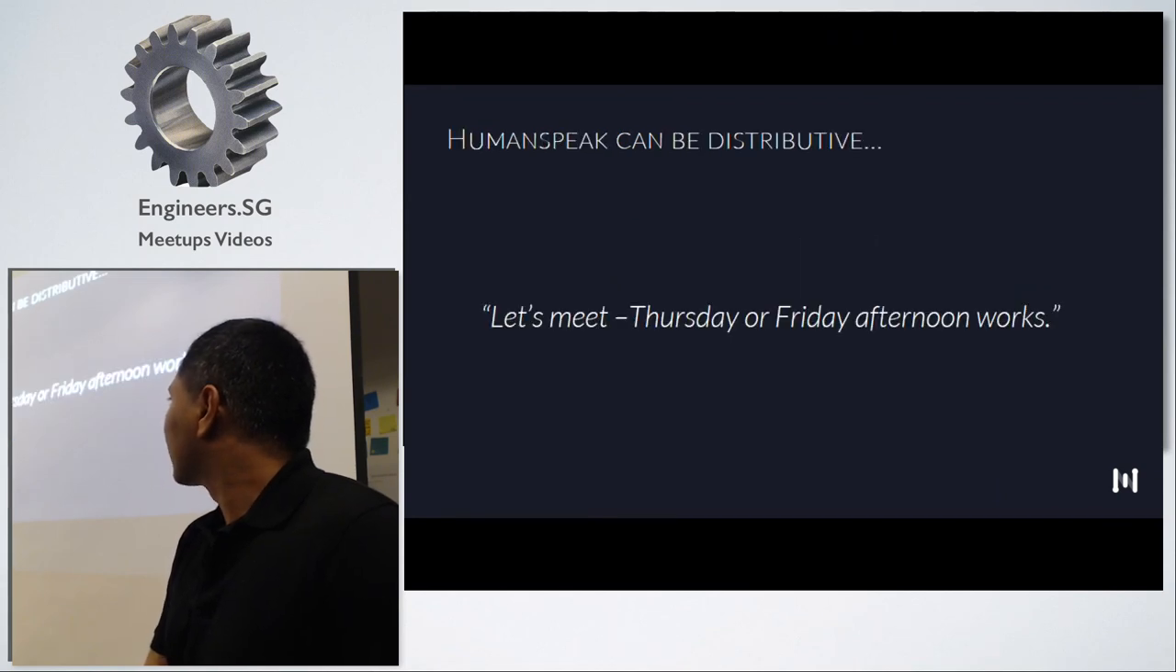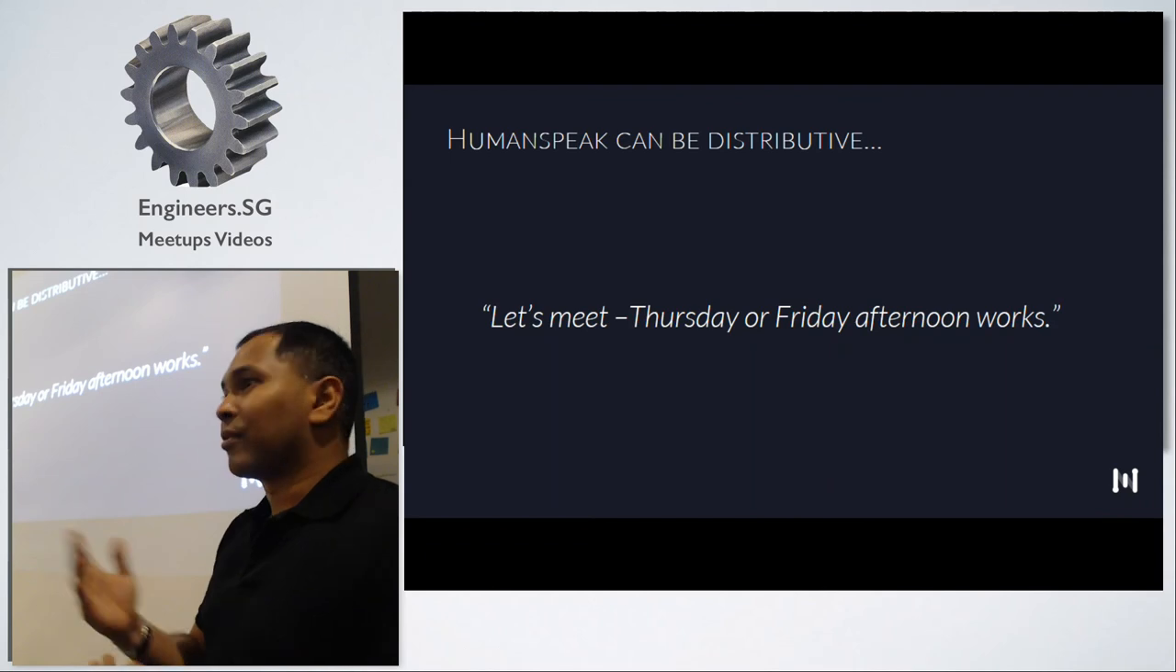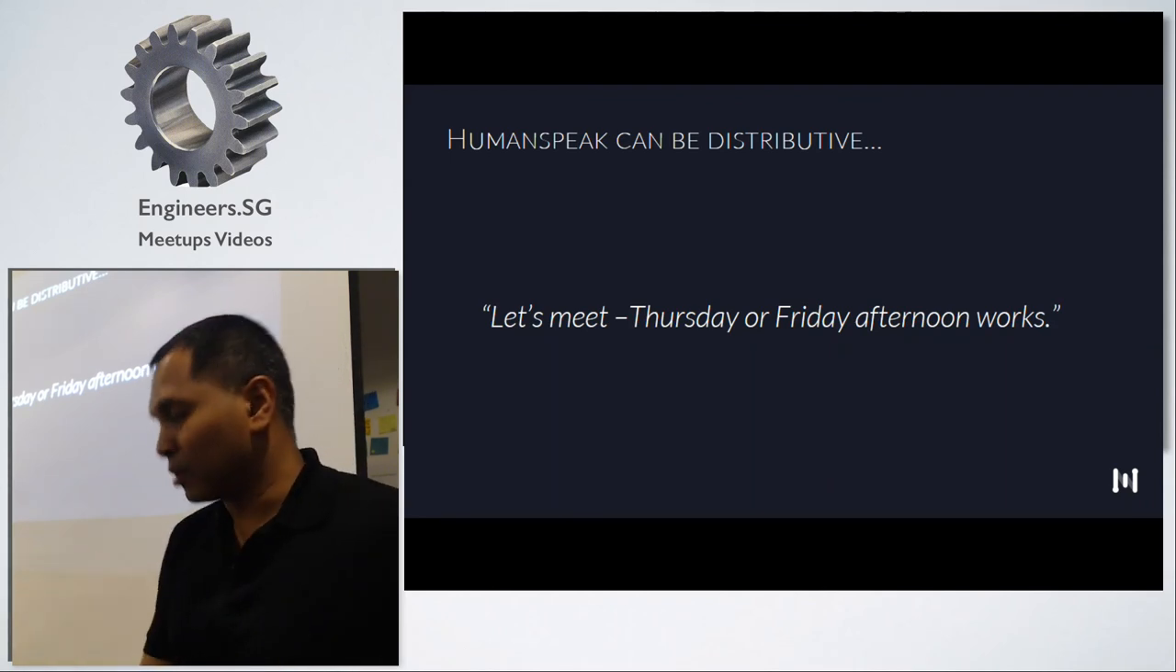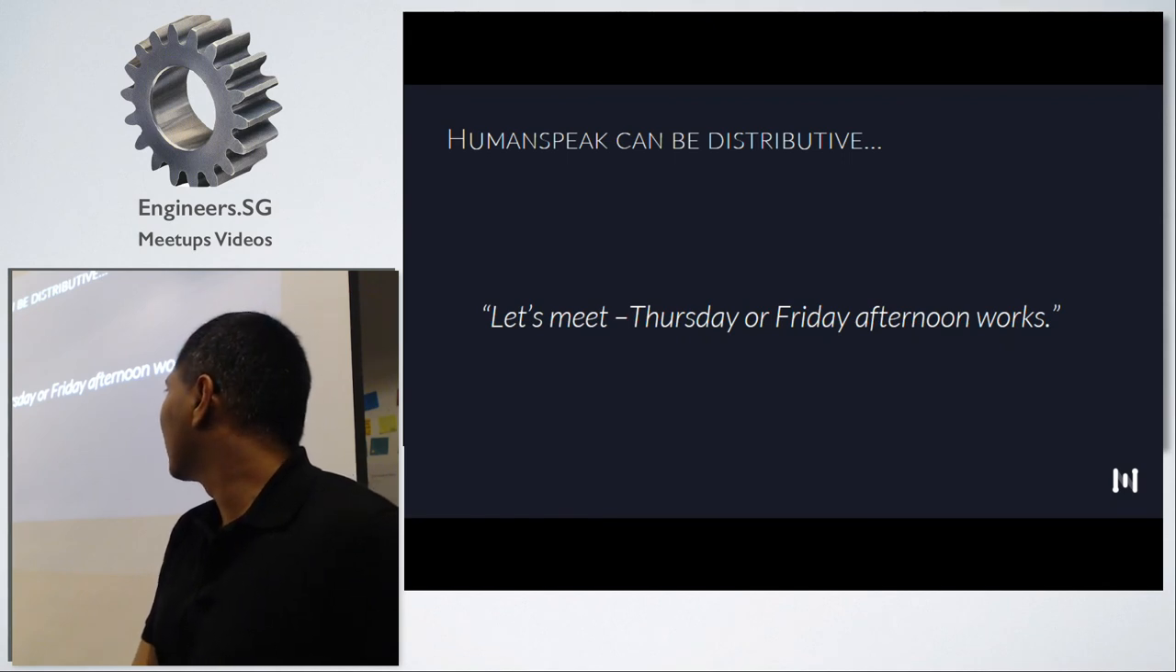Here's another example. "Let's meet Thursday or Friday afternoon works." Really simple sentence, again, effortless for a human to process. You know exactly what this means. But let's consider that the machine really just sees this as a sequence of symbols.